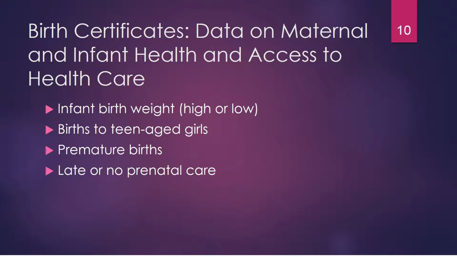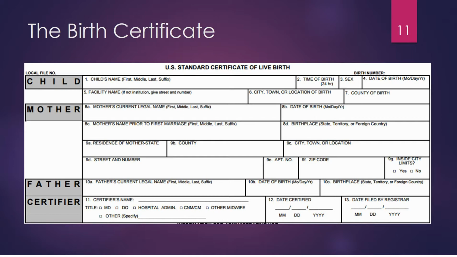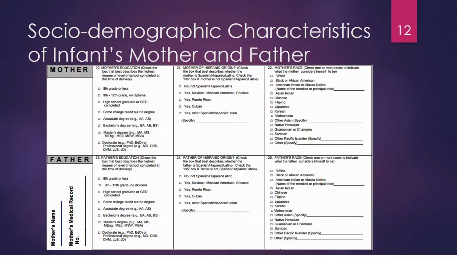Data from birth certificates can tell us about maternal and infant health and also about access to health care. Birth certificates, like death certificates, contain a minimum set of information, including identifying information for the child and the child's mother and father, and socio-demographic characteristics of the infant's mother and father, including education level, race, and Hispanic ethnicity.